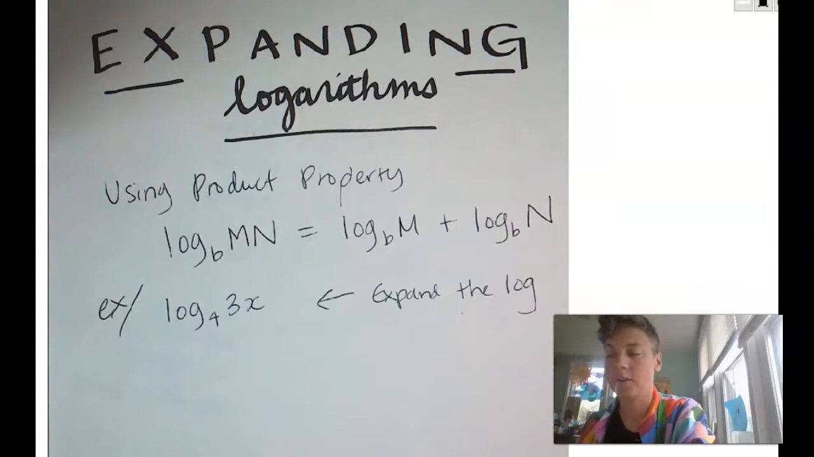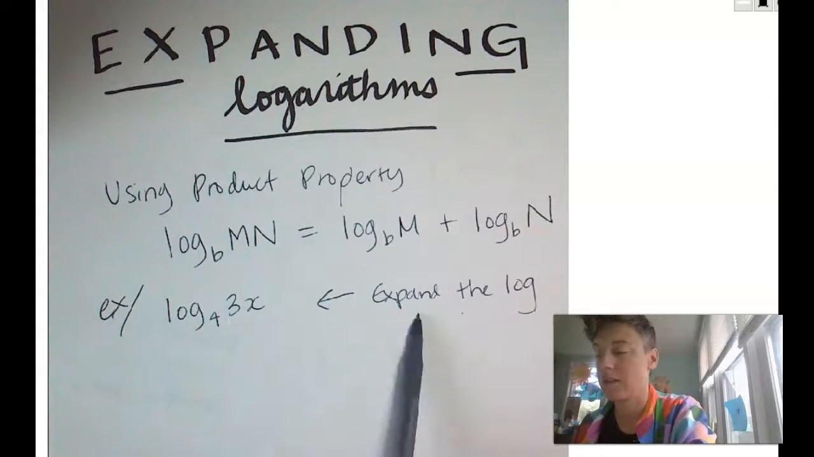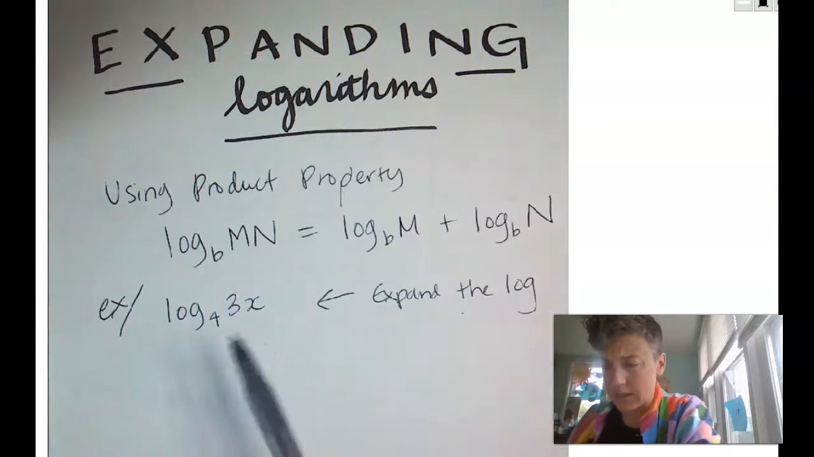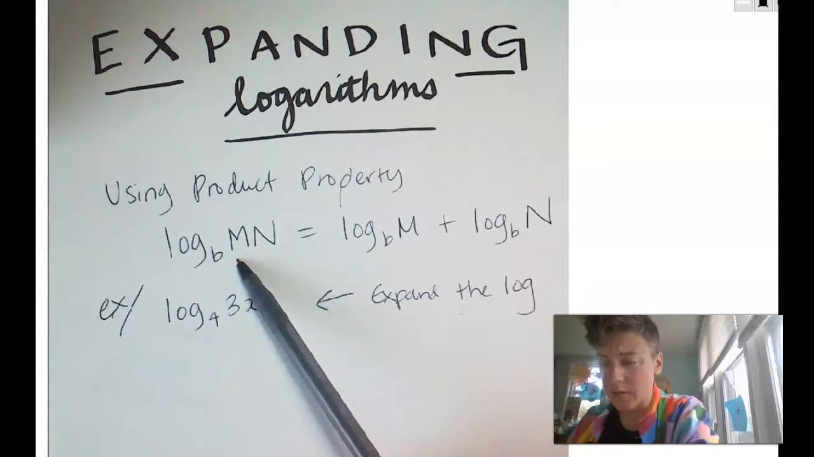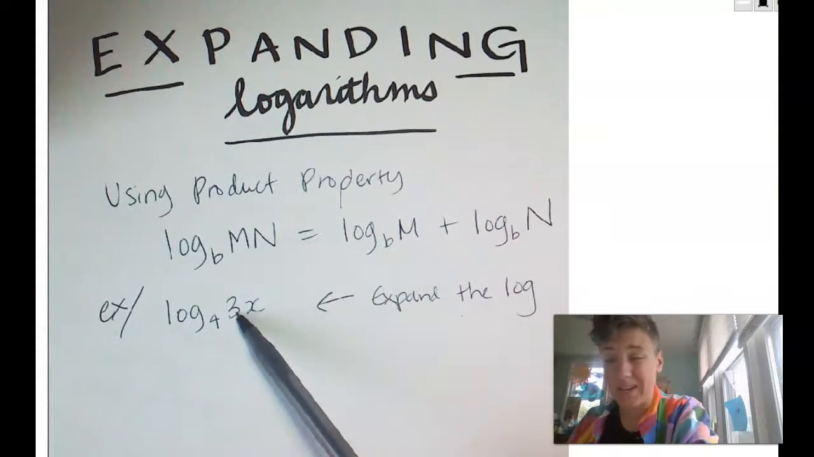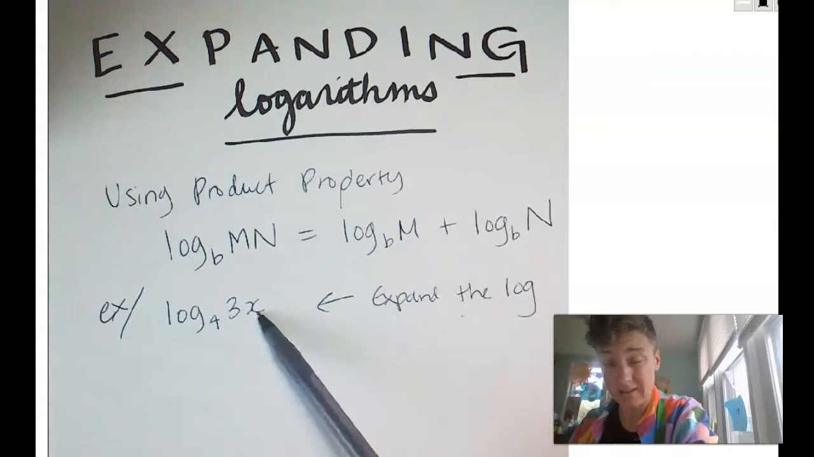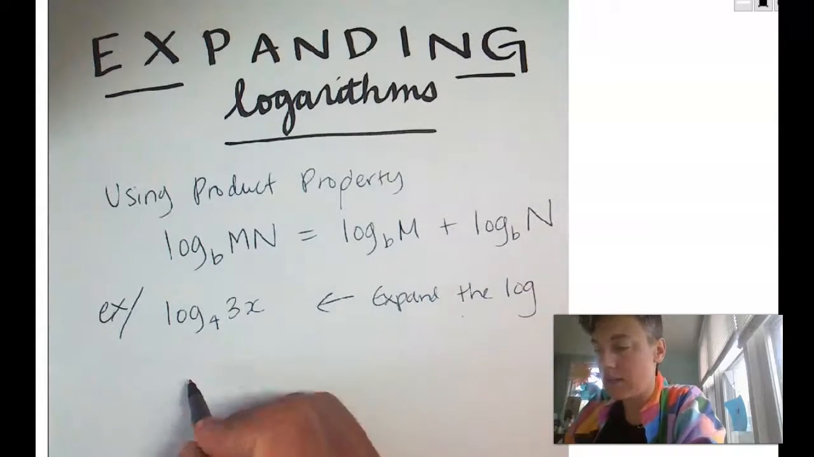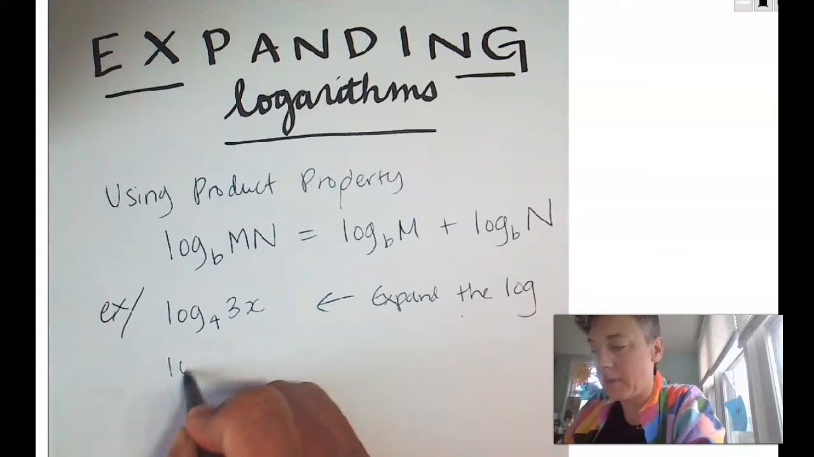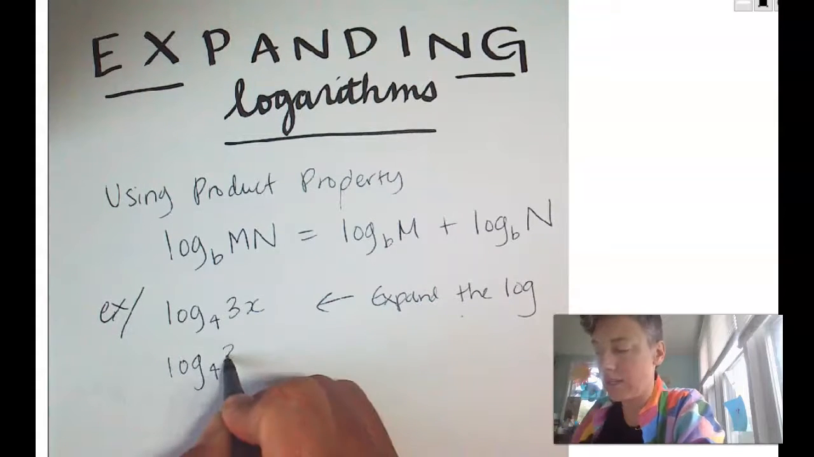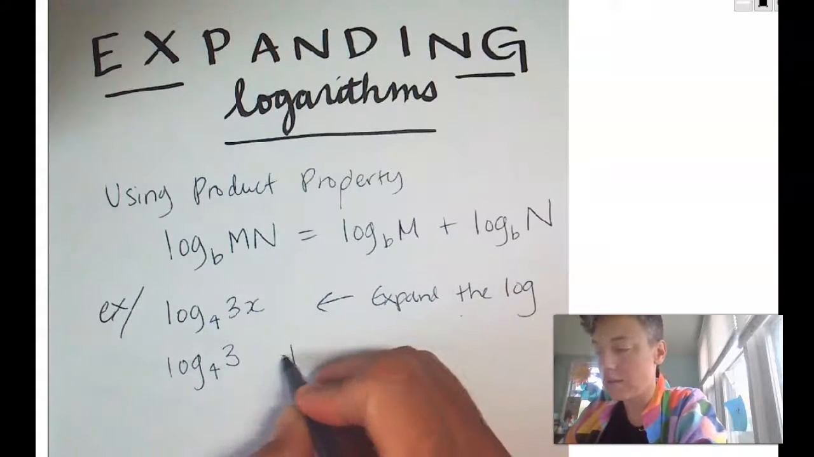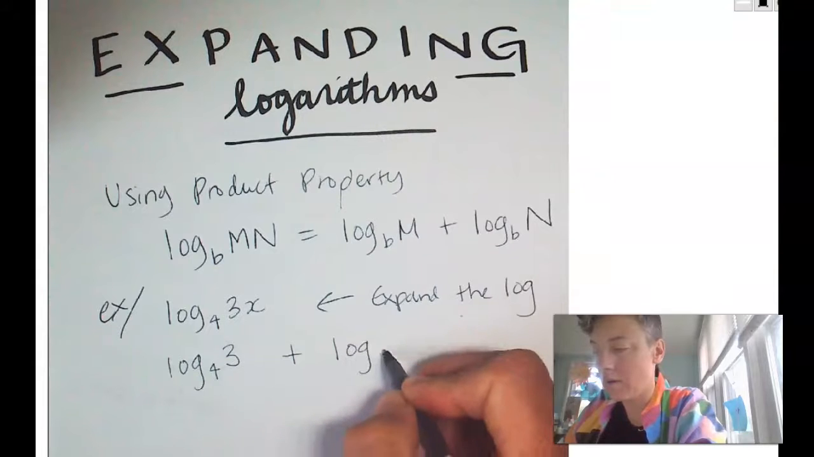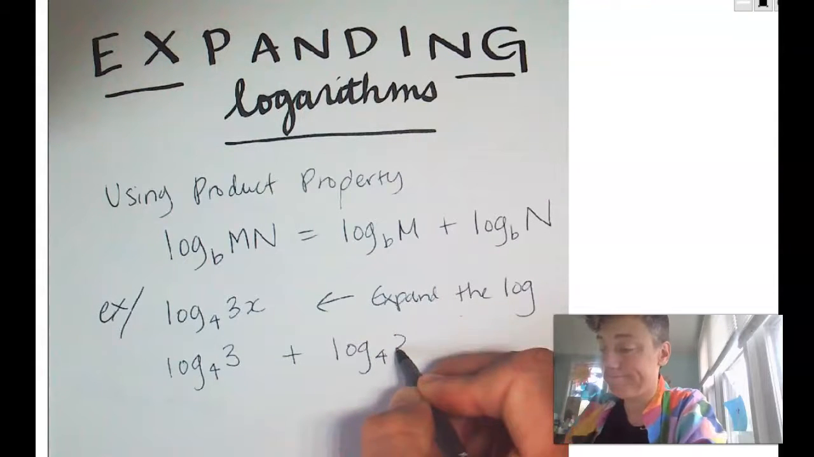Okay, so here's our example, log base 4 of 3x. We're going to expand this log. How does this relate to our product property? Well, our m here would be 3, the n would be the x, and the b would be 4. So this expanded is log base 4 of 3 plus log base 4 of x. That's it.